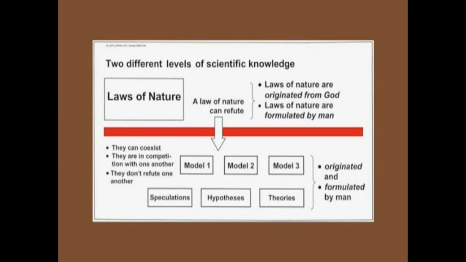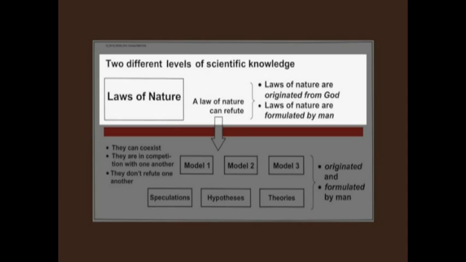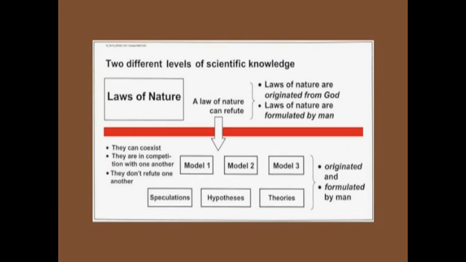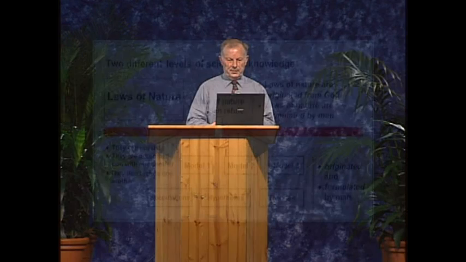Here you see different levels of scientific knowledge. Above the red line you see the laws of nature, and we can say the laws of nature originated from God. And the laws of nature are formulated by men. But we have other levels of scientific knowledge, you see, models or speculations, hypotheses or theories. All this below the red line, we can say, are originated and formulated by men. You see, there is a very large gap between the laws of nature and all the other levels of scientific knowledge. Therefore, it's possible that a law of nature can refute a model or a speculation or a theory.